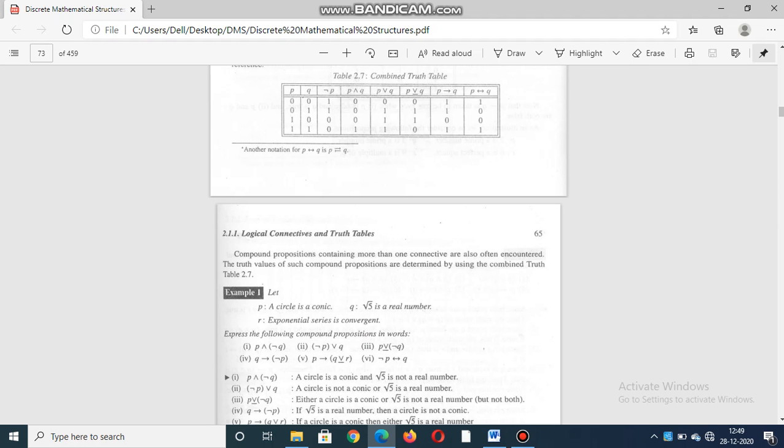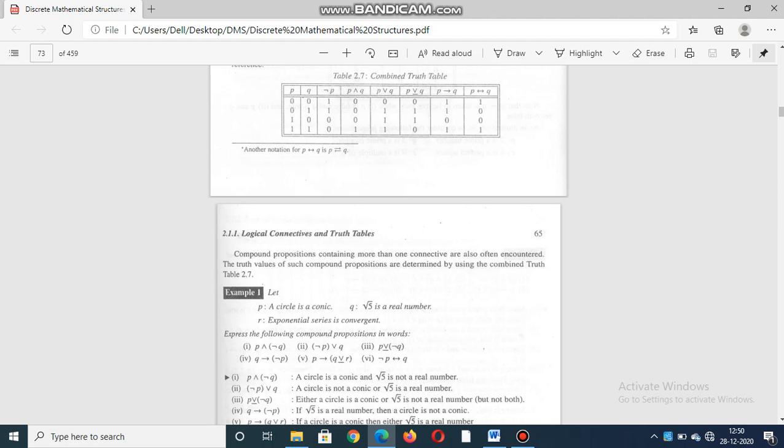Let's go for the example. So what he says is that P means a circle is a conic. Q is root 5 is a real number. R is exponential series is convergent. Express the following compound propositions in words. So we are given some set of values for P, Q and R. Using that, you have to write our statements and solve our problem.